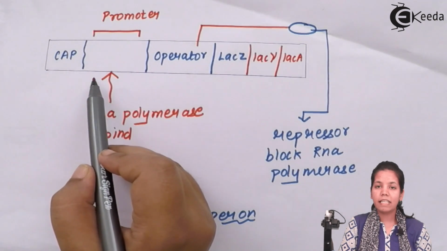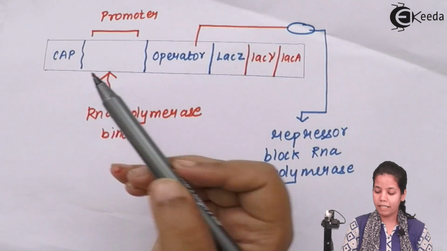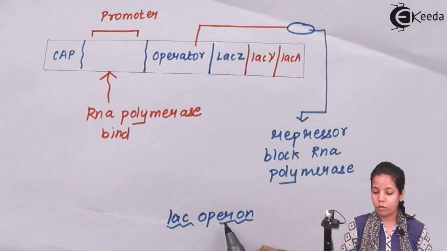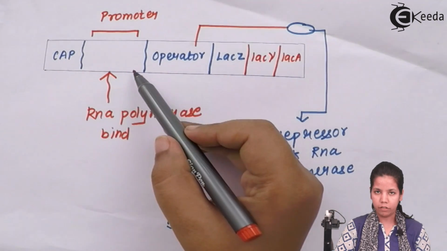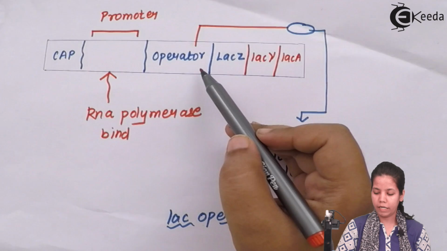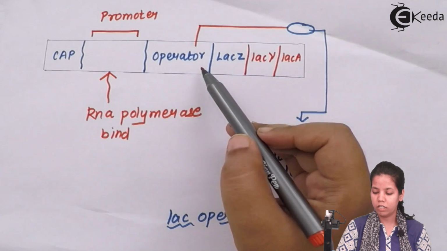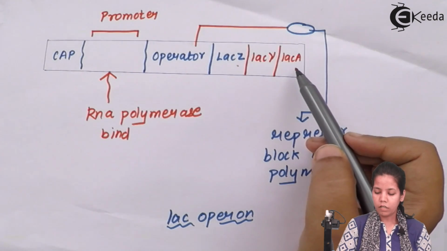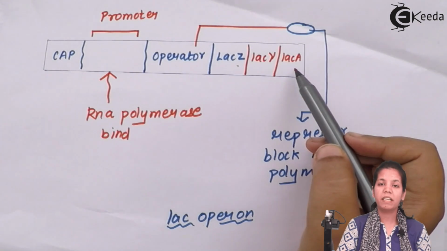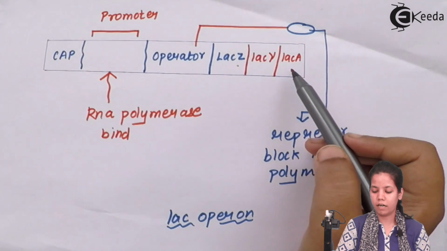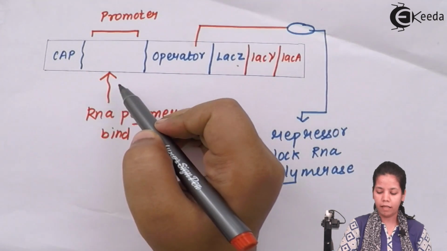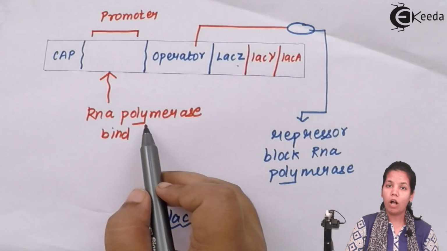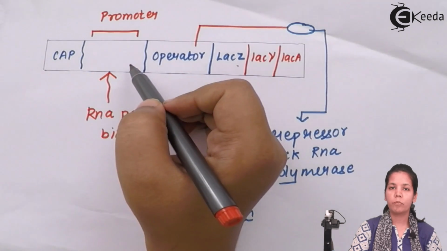Students, this is a diagrammatic example of Lac Operon. What does it consist of? It consists of a promoter region, an operator region and the three different genes, LAC-Z, LAC-Y and LAC-A or I. Now, how does the process of synthesizing beta-galactosidase as well as lactose permease start? Whenever lactose is present in the media, RNA polymerase comes and binds to the promoter region.